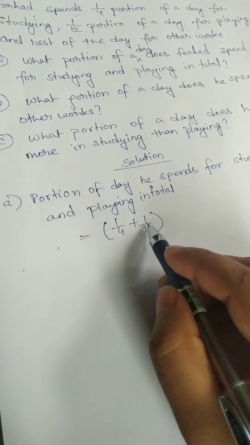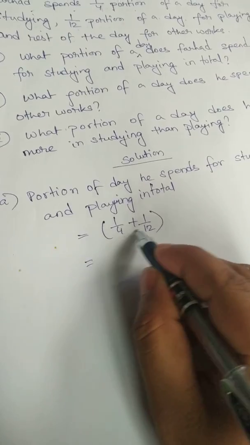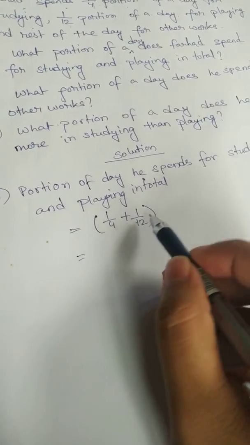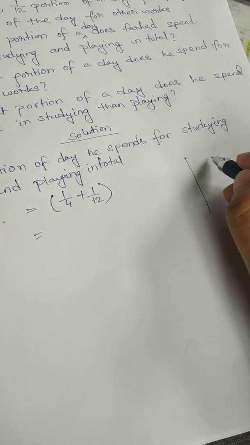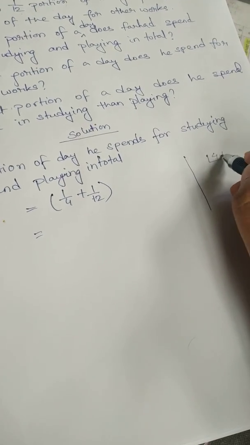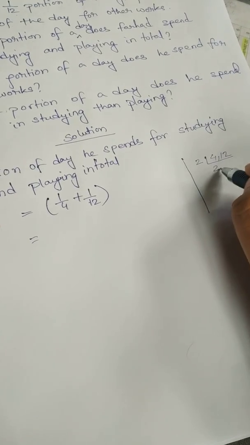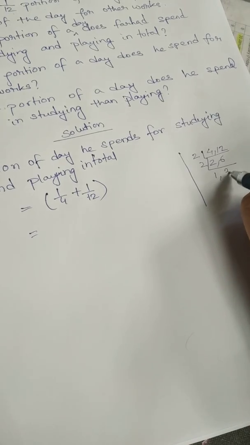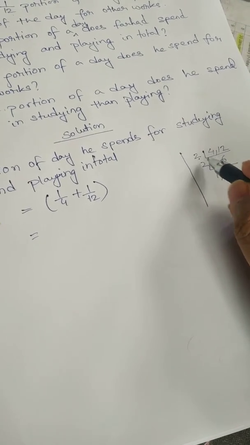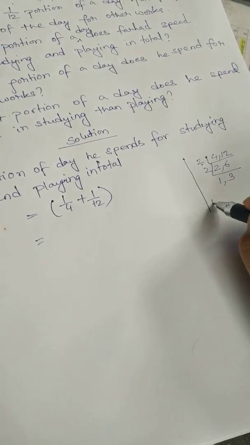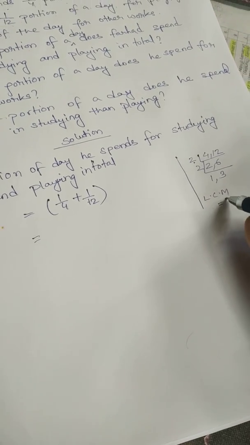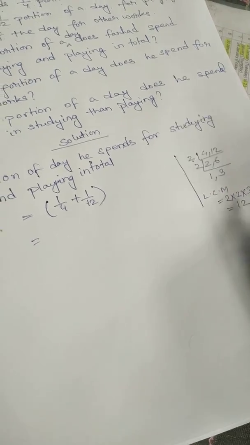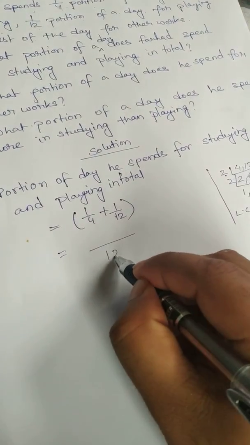So first of all, what we need to do, we need to just add, right? So we need to first take the LCM of 4 and 12. So 4 and 12 LCM, we just draw a line. LCM of 4 and 12: 2 2s are 4, 2 6s are 12, again 2 1s are 2, 2 3s are 6. So LCM should be 2 into 2 into 3, that is 12. So we write 12 over here.